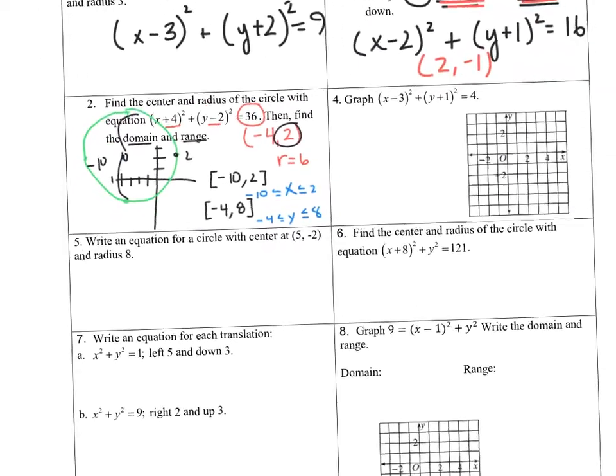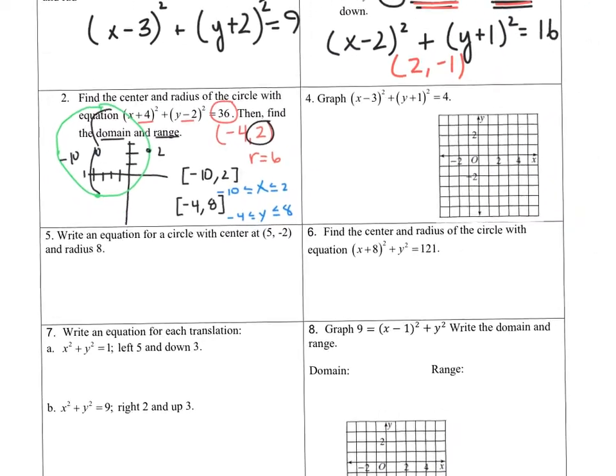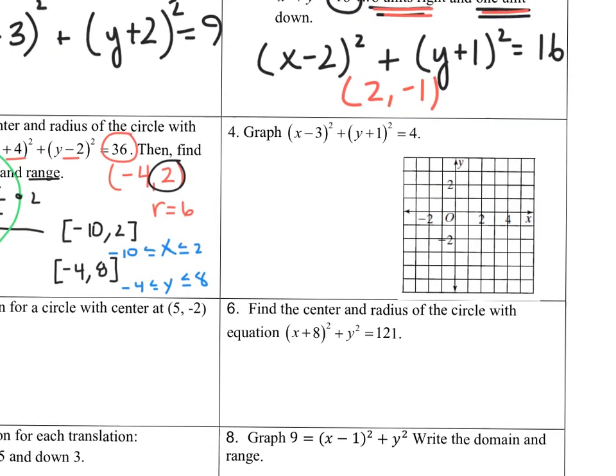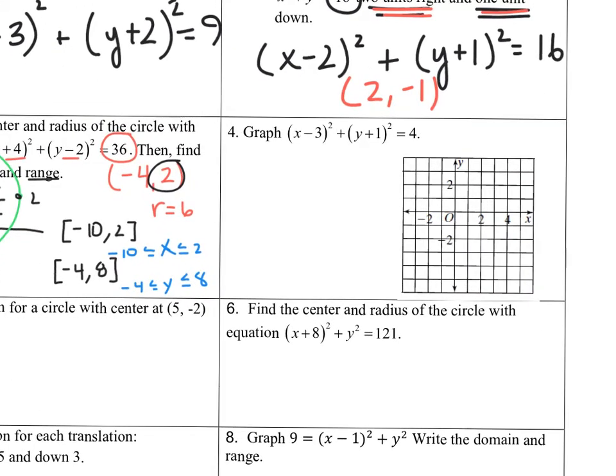Number 4, graph the circle. I would find the center of the circle. The center of the circle is at (3, -1). That's going to be right here, (3, -1). And then my radius is 2. So I'm going to go up 2, right 2 from the center, left 2 from the center, and down 2 from the center. There's my circle.